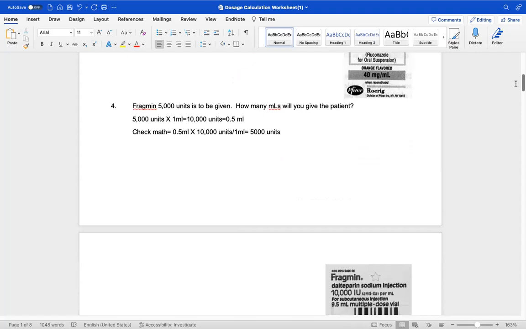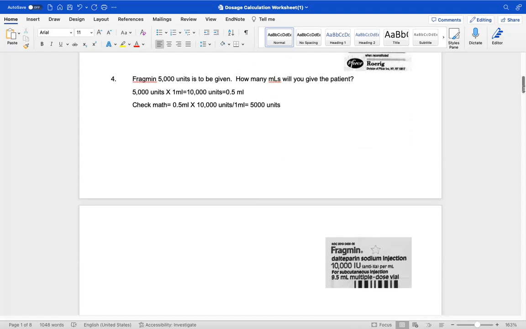Okay, so on this one, we are given Fragmin, 5,000 units is what is going to be given. And how many mLs are we going to give this patient? So we have to slide down, sorry, that's split on 2 pages here. We have to look and see what is available. So our availability on hand is 10,000 units per mL. So our ordered dose, 5,000 units, is going to go out front here times 1 mL over 10,000 units, which is equal to 0.5 mL. So we're going to be giving 0.5 mLs to this patient.